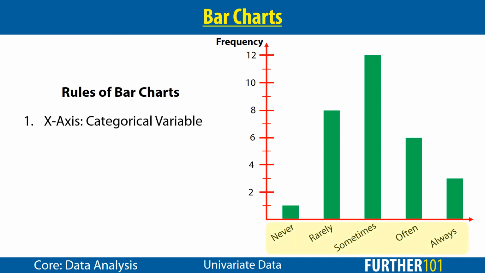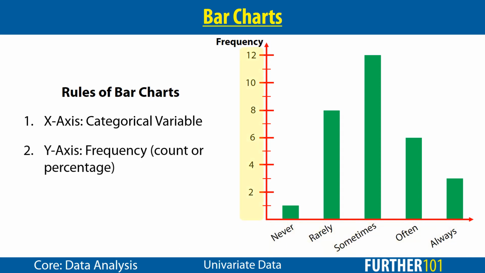The first is that the x-axis, or that horizontal axis, is where all the unique categories for the variable are placed and should be labelled accordingly. The second is that the y-axis, or the vertical axis, indicates the frequency, either in count or percentage. It should be labelled frequency or percentage accordingly. And last, there is one bar per unique category, and the bars must be separated, indicating that each unique category is just that, a unique separate category.